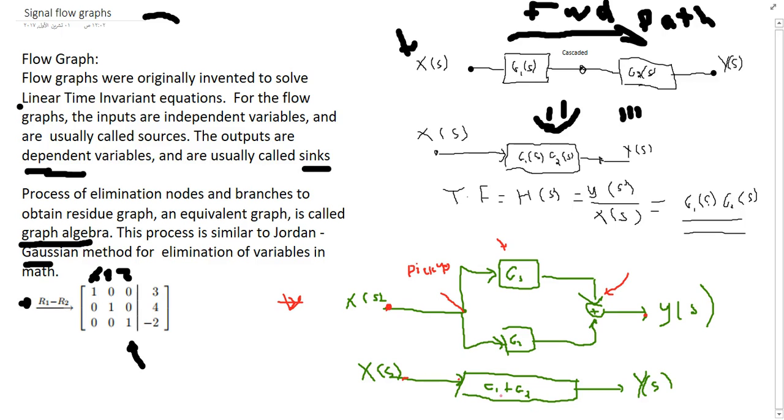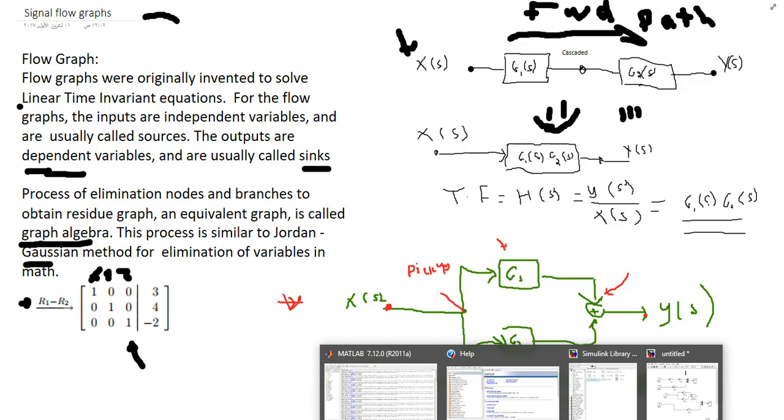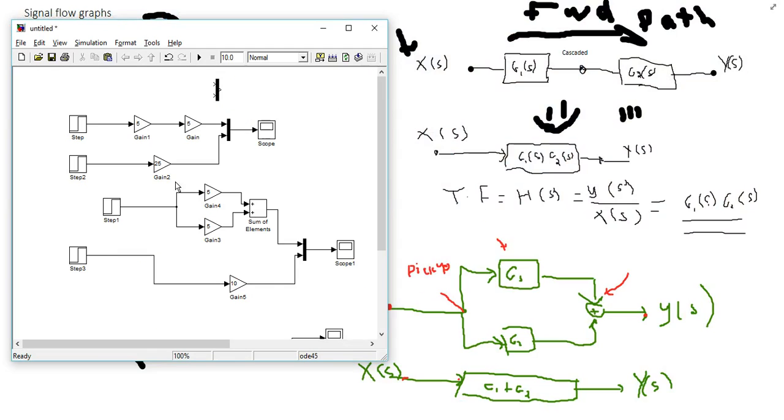And we add them, so this is a summing node, so G1 plus G2, and the transfer function Y(s) over X(s) is G1 plus G2. The ratio of the output over the input in the frequency domain. We can go to simulate and see these here. They are similar.